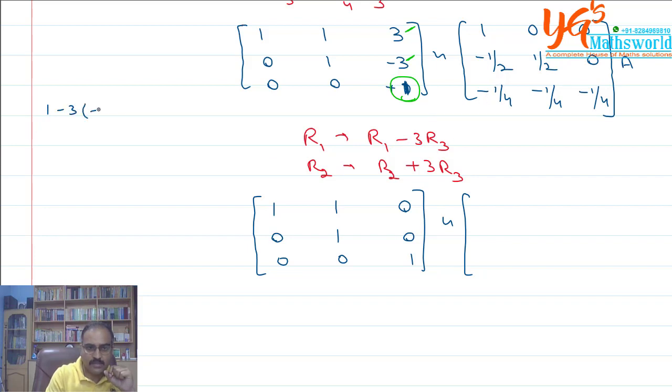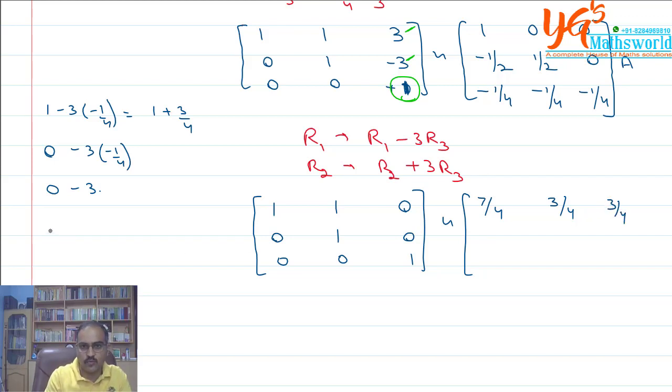So minus of 3 minus 1 by 4, so it will be 1 plus 3 by 4, so it will be 7 by 4. Next, 0 minus 3 times minus 1 by 4, so it will be 3 by 4. And the last one, 0 minus 3 into minus 1 by 4, again 3 by 4.